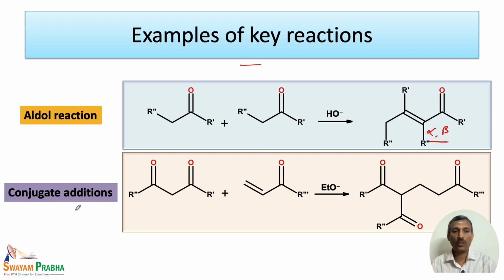Another one is the conjugate addition. This is basically a 1,4 conjugate addition, so we have numbering like 1, 2, 3 and 4. Michael addition is one such example. These kinds of conjugate additions are also important reactions, which are the initial steps in the formation of heterocycles.